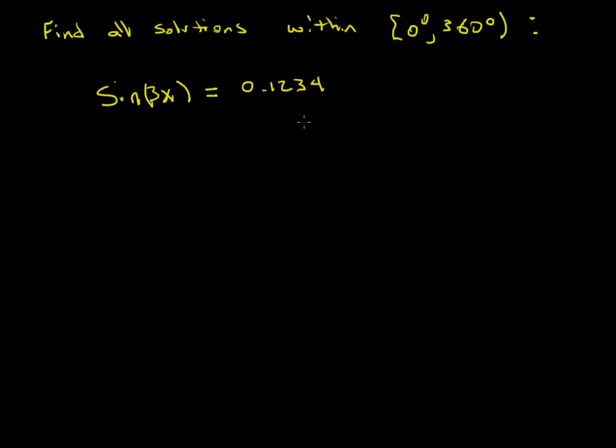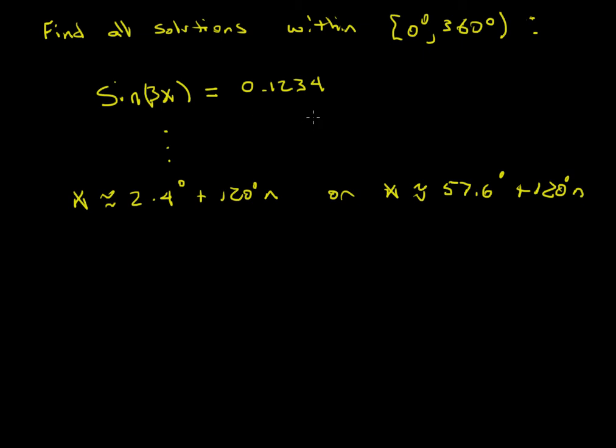Well, we would start this problem exactly as before. It's the same equation as we had earlier, so we know using the previous steps that x is approximately 2.4 degrees plus 120 degrees n, or x is approximately 57.6 degrees plus 120 degrees times n. So start off these kinds of problems exactly as before, and now we'll just pick off the number of solutions that are between 0 and 360 degrees.